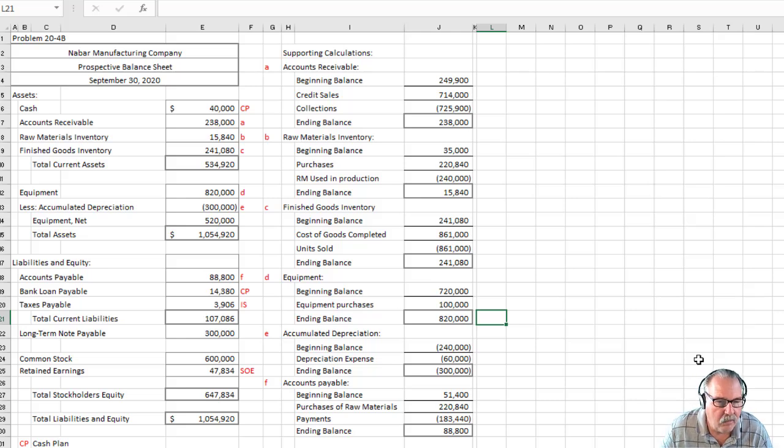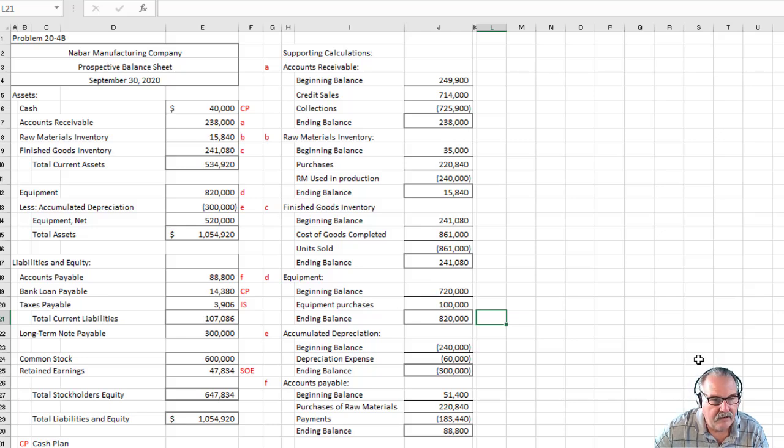Now we look at the liabilities and equity side. Accounts payable is Schedule F. We started with $51,400. We purchased $228.40. The only payables that we have is for purchases of raw materials. We made payments of $183,440. So our ending balance is $88,800.